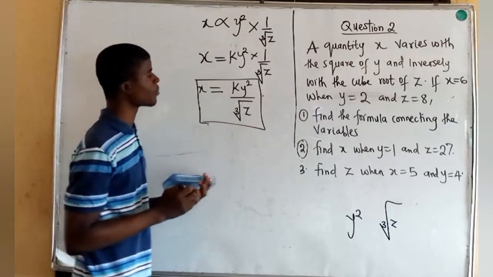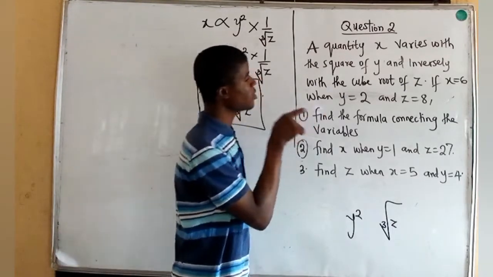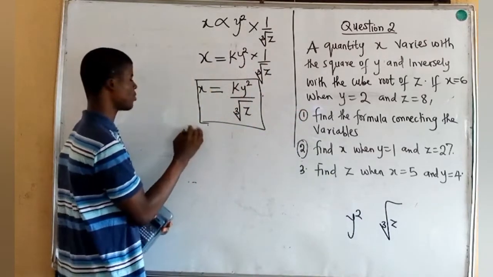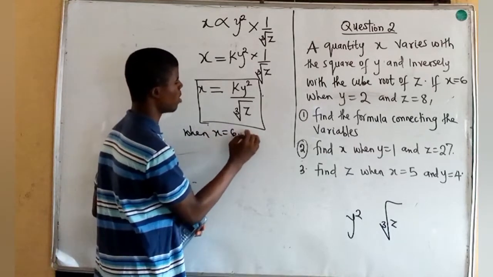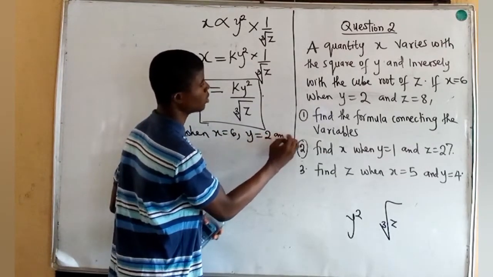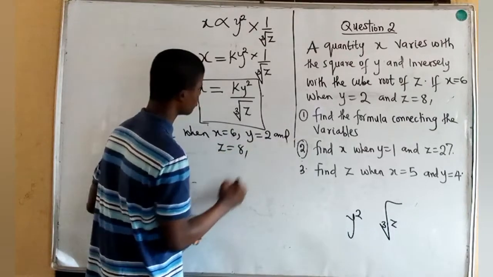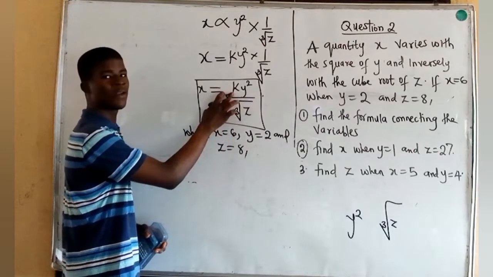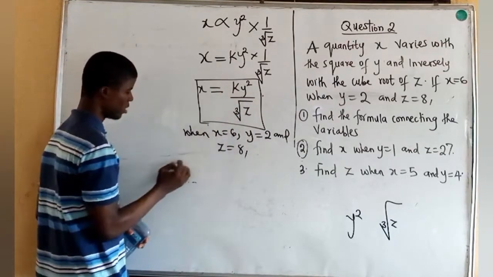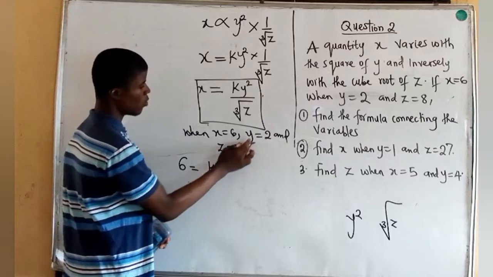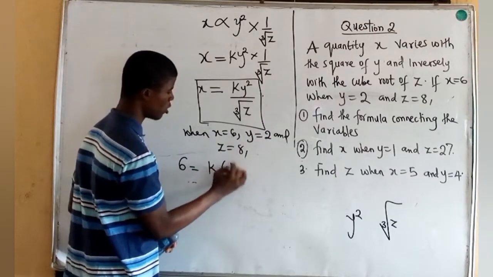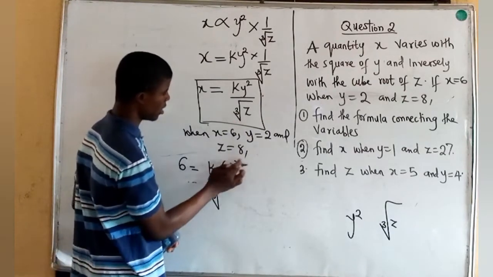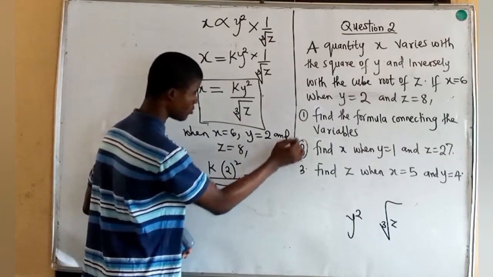Now let's proceed. It says x is 6 when y is 2 and when z is 8. So when x equals 6, y equals 2, and z equals 8. Let's substitute for these values now into this equation so that we get the value of the constant. X is 6. So 6 is equal to k, y is 2. So this is 2 squared over cube root of z. Z is what? 8.